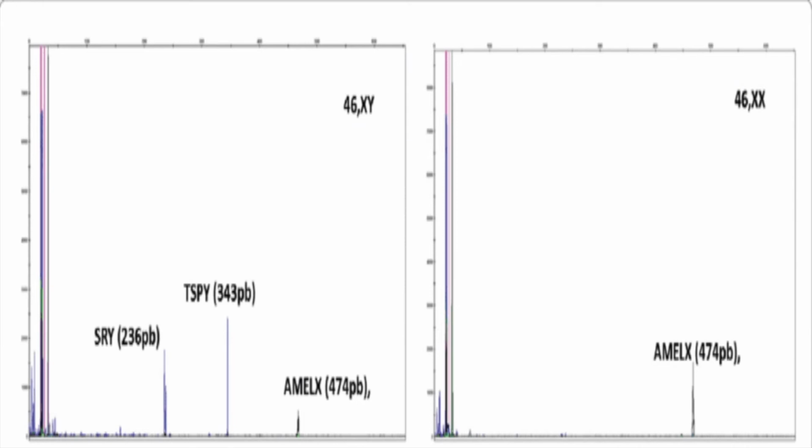The AMyloX gene therefore took the longest time to travel up the gel, while the SRY gene, which had the shortest number of base pairs, took the least amount of time. And the absorbance was the most for the TSPY gene in the male.